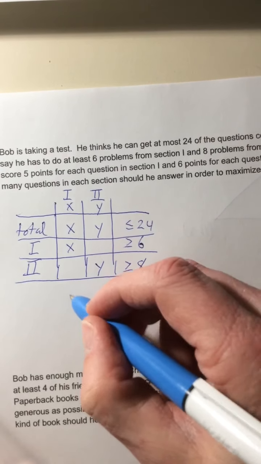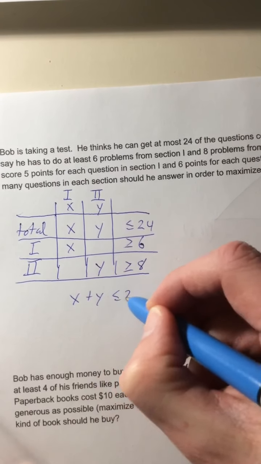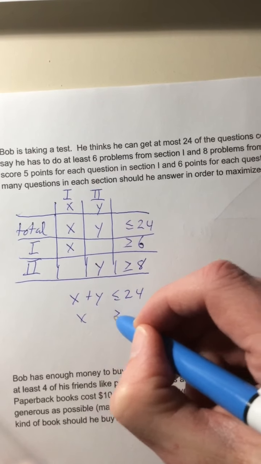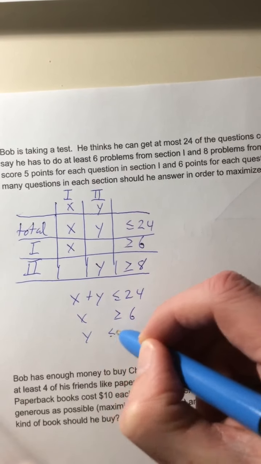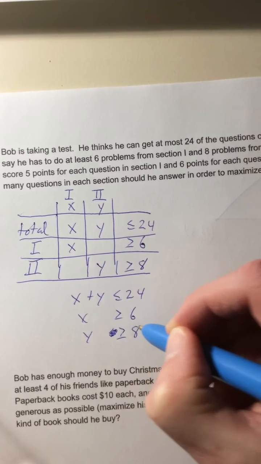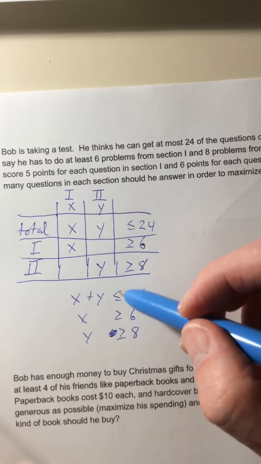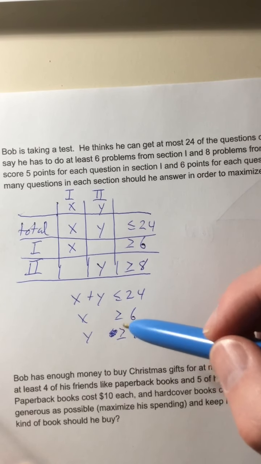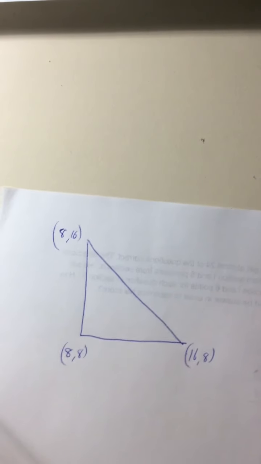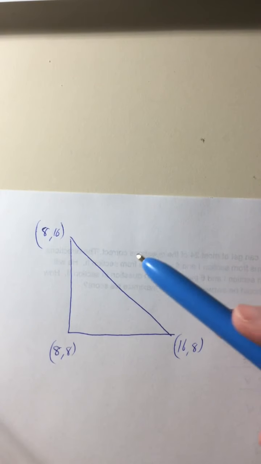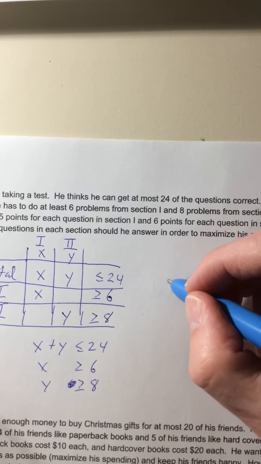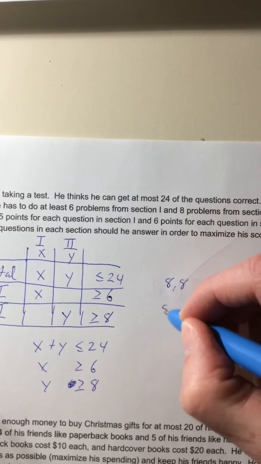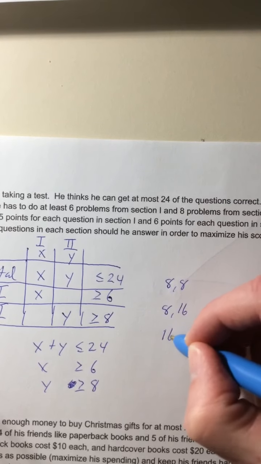And so we have x plus y is less than or equal to 24. X is greater than or equal to 6. Y is greater than or equal to 8. And again, graph those in Desmos by flipping these around, or graph them as they are in Desmos, or graph them by hand. Either way, it's all good. And again, as you might imagine, I already graphed these for you. So we got (8, 8), (8, 16), and (16, 8).